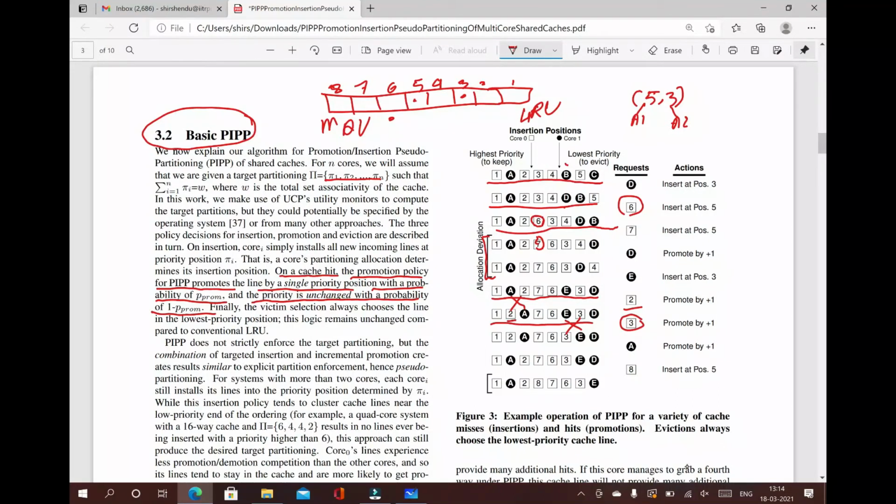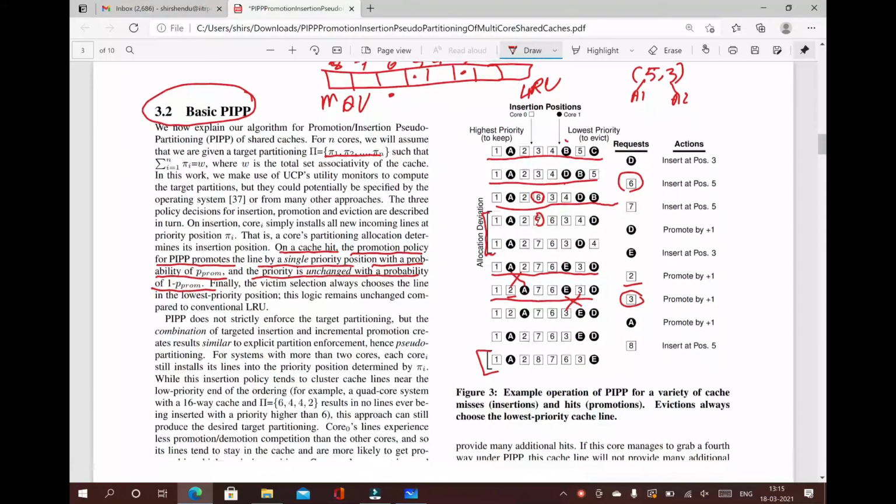I think here also it is deviating, right? So here also it is deviating. Here also there are 6 from A1 and only 2 from A2. So this is their main concept. That's why it's called pseudo partitioning, because they are allowing deviation and they are not strictly maintaining the partition.